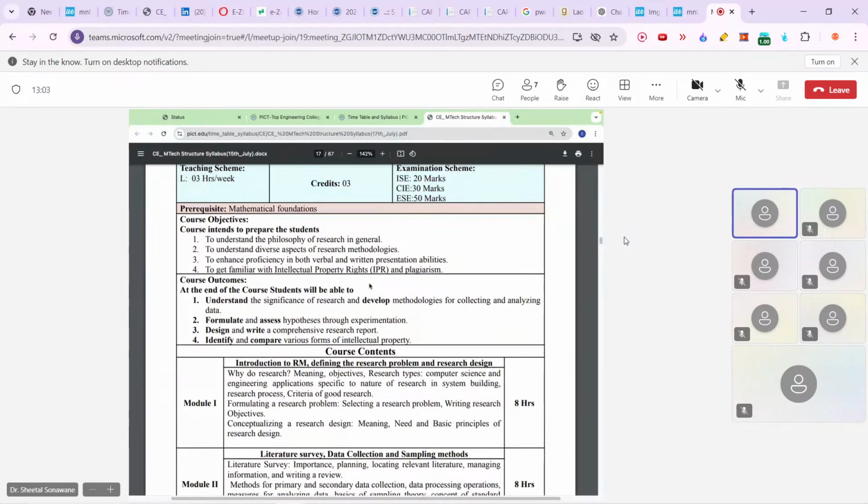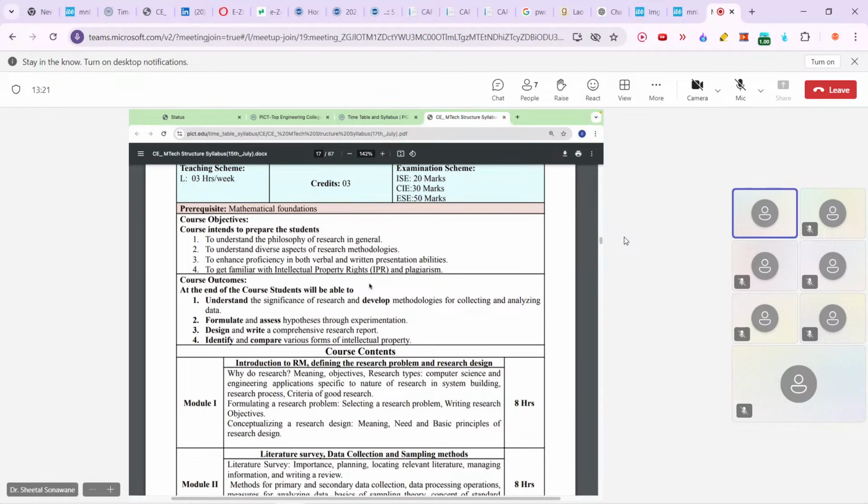There are several hypothesis testing methods, which are not written in detail in the syllabus, but we will discuss one hypothesis testing method, and I think it is part of another subject as well. But in relevance with this subject content, we'll cover one hypothesis test.